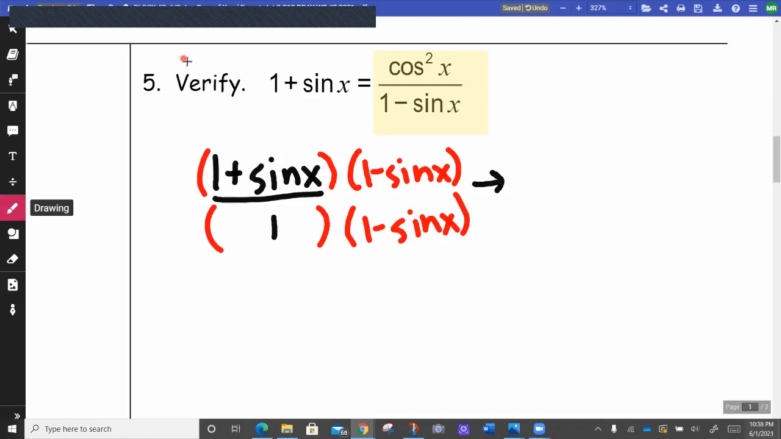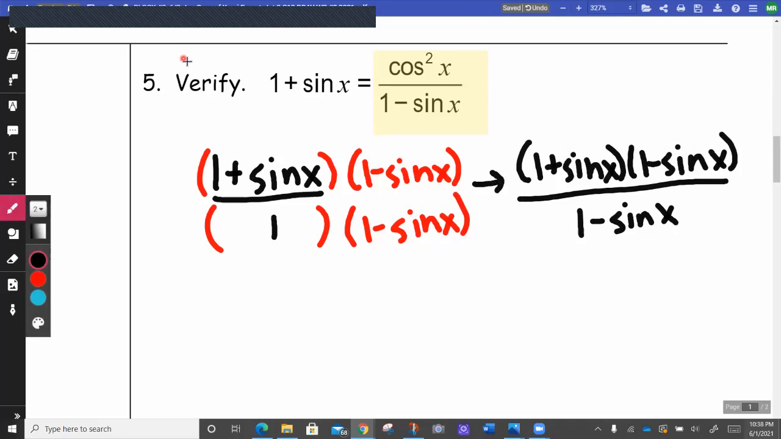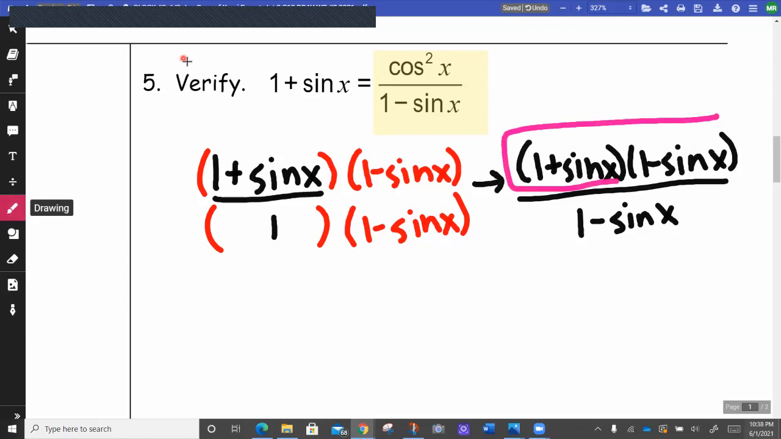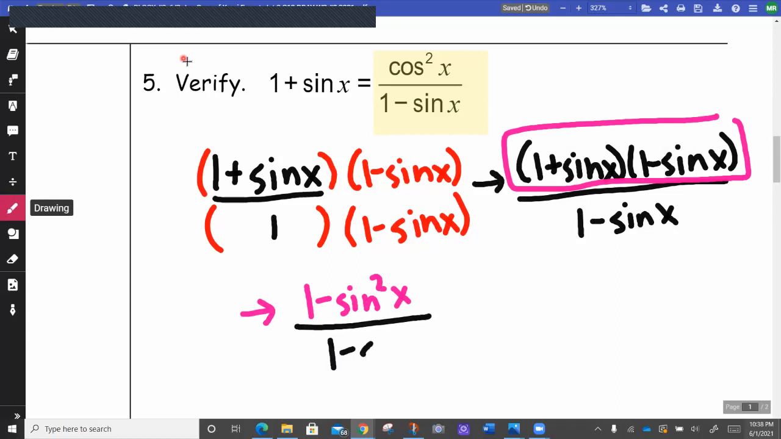So let's see. I'm going to have 1 plus sine x times 1 minus sine x over 1 minus sine x. When I'm looking at this, this is a difference of 2 squares. So that's going to become 1 minus sine squared x, and that's over 1 minus sine x.